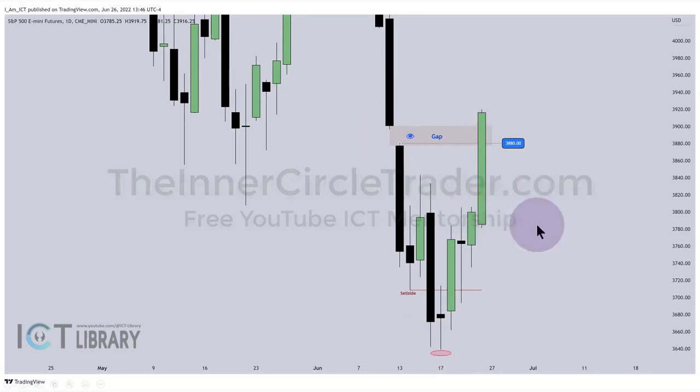Large range day. Well, how did we know, or how could we have known, that Friday was going to be a large range day with an up movement? Well, let's dig into that now.